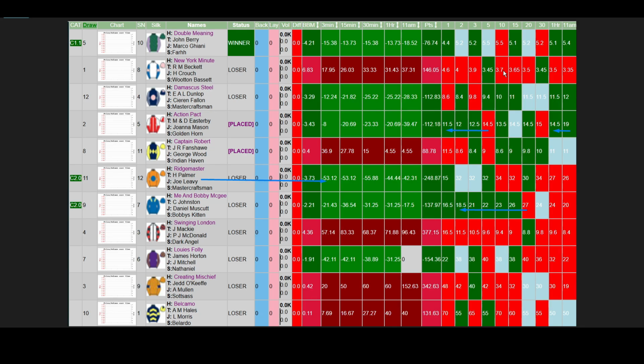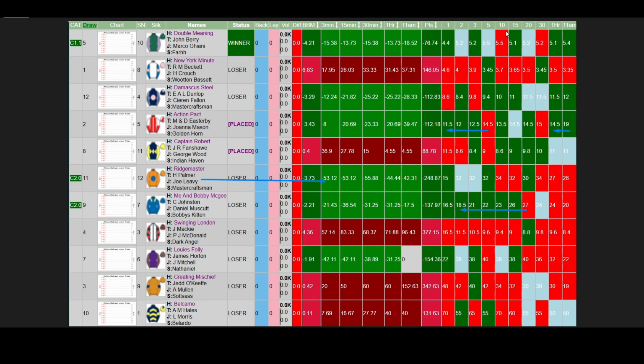So let's take a look at the first one, which is Action Packed, which actually came second. Now, the key takeaway here is to look at the 11 a.m. price, followed by the 1 hour price, and we can see a significant drop in price. So it's been well supported in the morning up to an hour before the race. So that's a signal to look for. The second signal would be across here as we go into that last 15 minutes, half an hour.